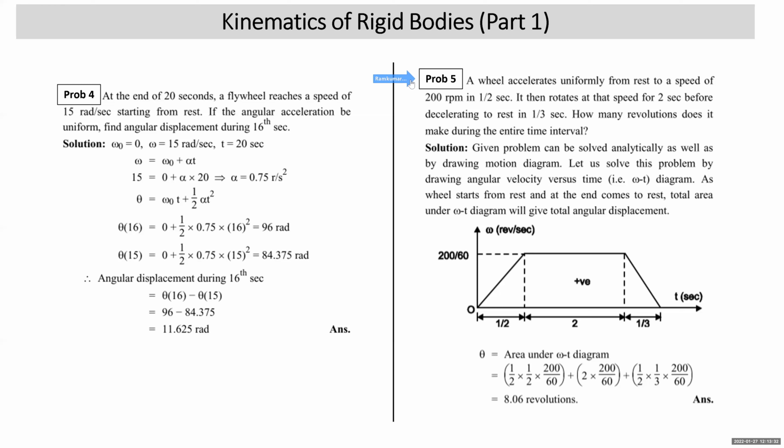Now, students, this problem can be solved as an analytical solution also. How can you solve it analytically? Motion is in 3 stages. The first stage is accelerating motion for half a second. The second stage is constant angular velocity motion for 2 seconds. And the third stage is for 1/3 second, right?